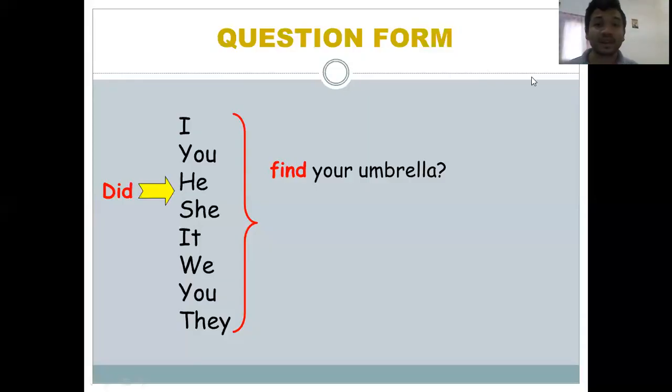All right, so once again, we have here the word did, and then we have here the subject. And then once again, if you have the auxiliary verb did here, you have to use the simple present form here. So did I find your umbrella? Did you find your umbrella? Did he find your umbrella? And so on and so forth.